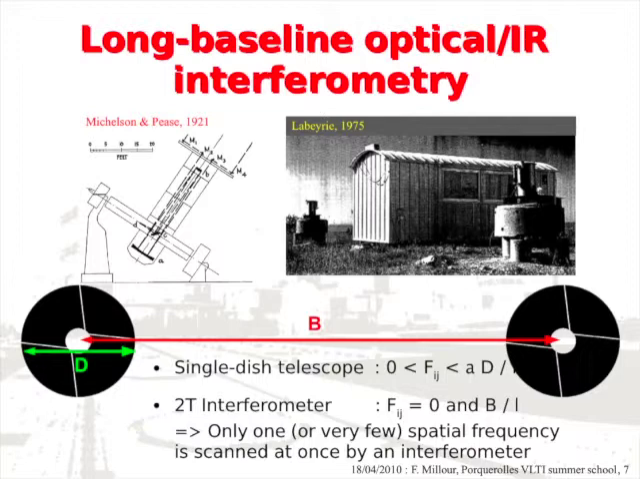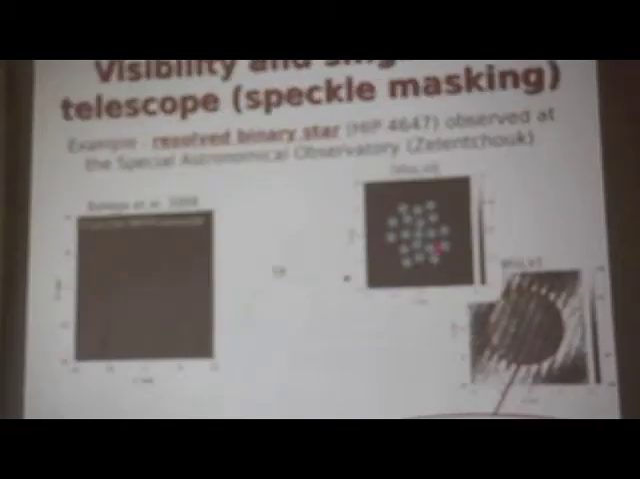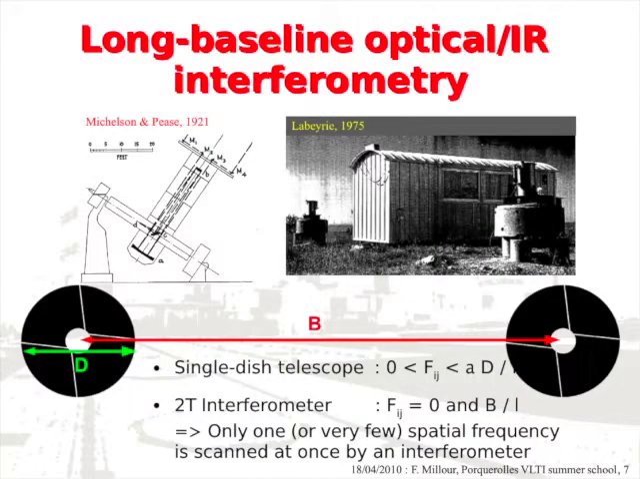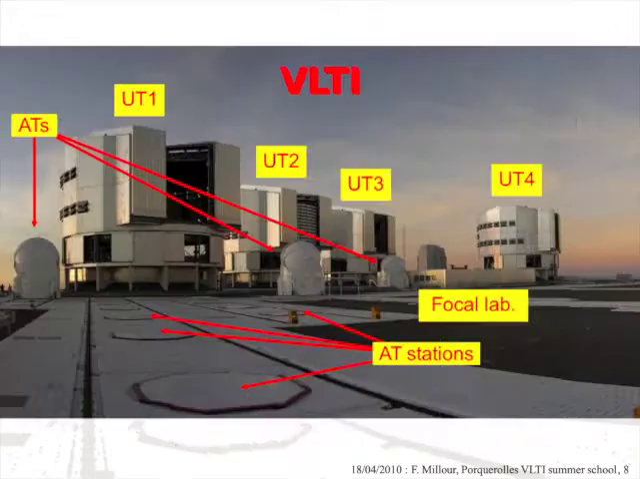Okay, so when you use an interferometer, you do not have as many points in the UV plane as here, but you just have one measurement at spatial frequency 0 here, which is the flux of the object, and one measurement at the spatial frequency b over lambda. So what you have to remember is that the interferometer measures just very few spatial frequencies at one time. So it's very different from a single dish telescope.